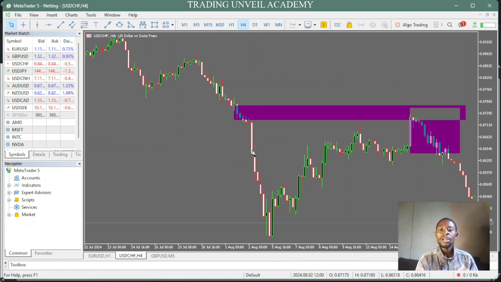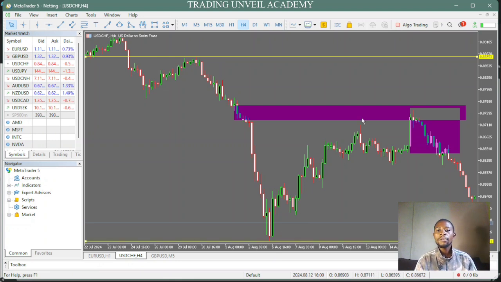You see all these fair value gaps here. So the market reverses back to this point to mitigate this movement. With what I can see here, I know that the market trend is bearish. So as the market is bearish, what I have to do is to first of all mark my trading range. So where is my trading range here? This is my trading range here, and here is my trading range.